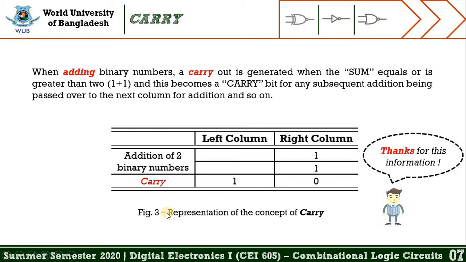Forget about this figure, just think about it in this way. You need to add 6 and 7. What will you get? 13, right? If we add 6 and 7 we get 13, and 3 is in the 6 and 7 column and 1 is in the immediate left column. That 1 is the carry. I hope you understand the concept of carry. So let's move into the next slide.